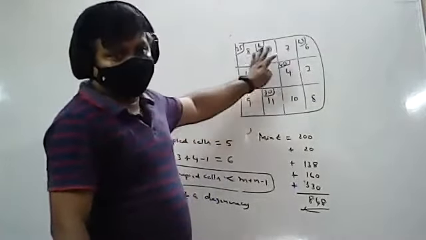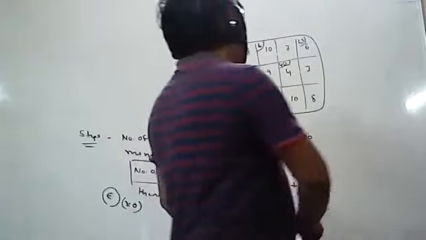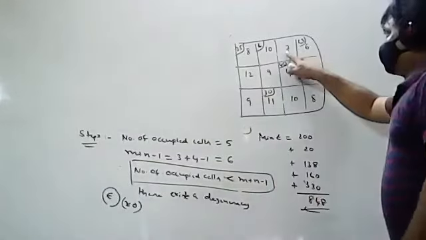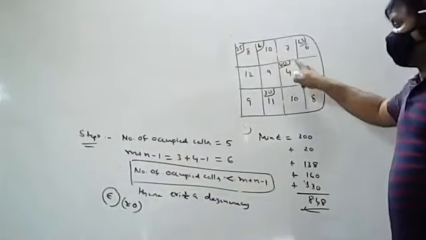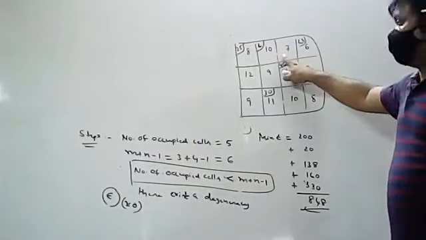At some point, solution exists. So 7 is the minimum. So I will consider this one. You can consider this one also. If you want, you can consider this one. First, I will consider this one, and I will tell you the solution.